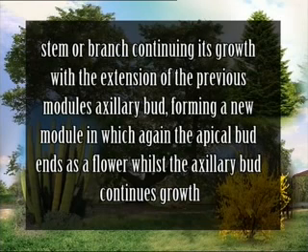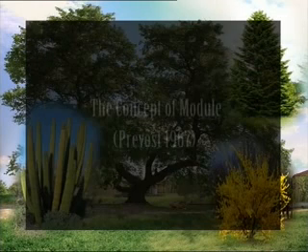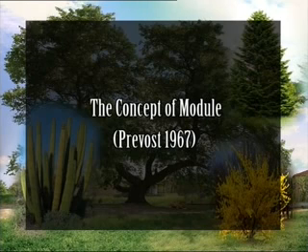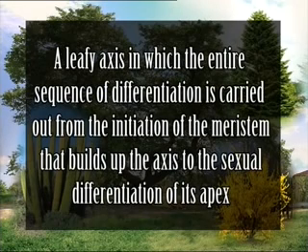In plant architecture, the concept of module was defined for the first time by Prévost in 1967 in her study of tropical Apocynaceae, and then applied to a leafy axis in which the entire sequence of differentiation is carried out from the initiation of the meristem that builds up the axis to the sexual differentiation of its apex.